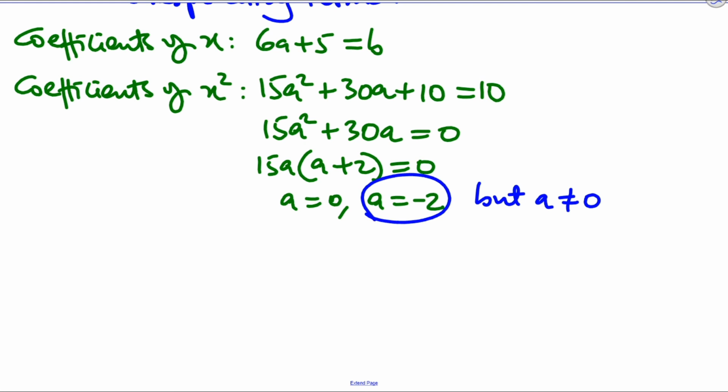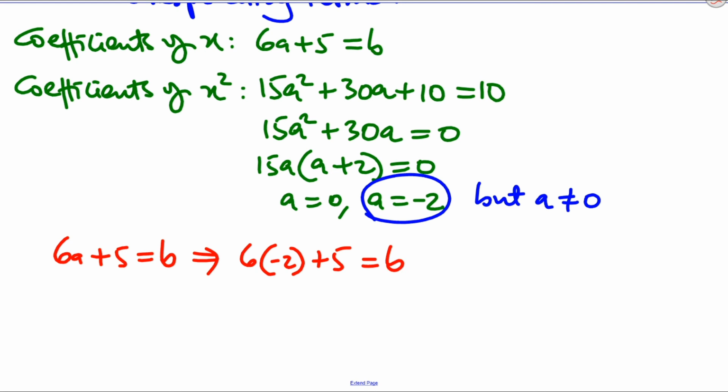So we can find the value of b by plugging in negative 2 in the first equation that we had above. From 6a plus 5 is equal to b, we'll just plug in the value of negative 2 in place of a. So 6 multiplied by negative 2 plus 5 is equal to b. So negative 12 plus 5 is equal to b, and therefore b will be equal to negative 7.